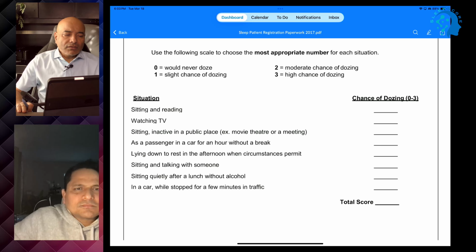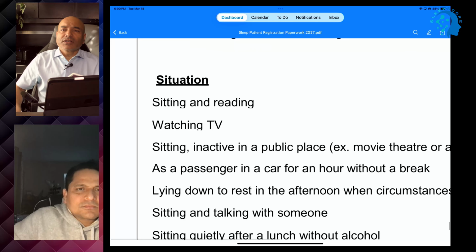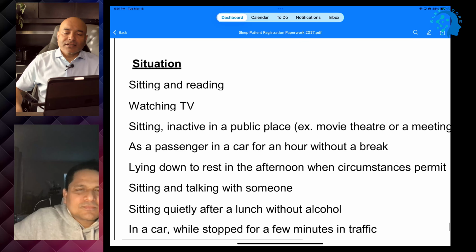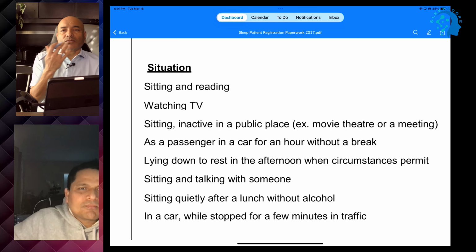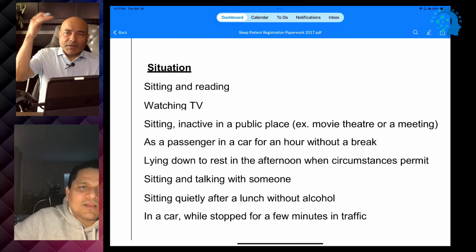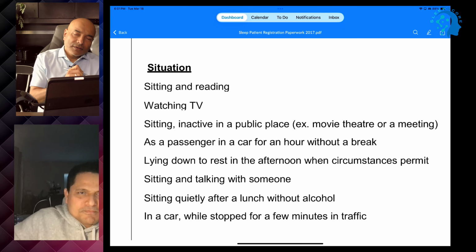Okay. Now the next thing is watching TV. It says watching TV. What number do you want to give? 0. Okay. When you're watching TV, you don't fall asleep. No. Okay. Sitting inactive in a public place like a movie theater or church or a meeting, do you fall asleep? Yeah, sometimes, 1. Sometimes is 1 or 2, whatever you want. 2 is a little bit higher. So you want to give 1?